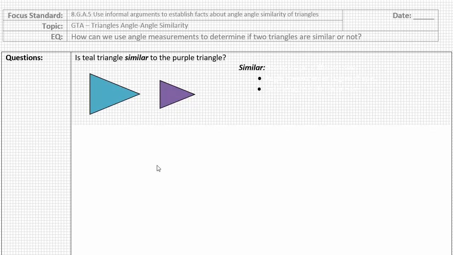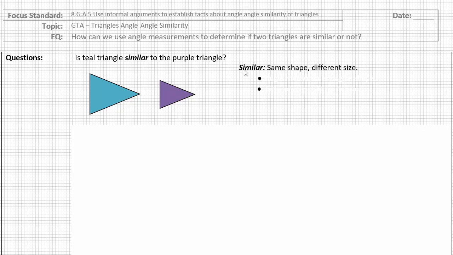So I'm going to give you a moment to think about this question here as you draw this diagram in. Is the teal triangle similar to the purple triangle? What information would you need to know, or what would you need to be able to see, to be able to prove whether or not they were similar?